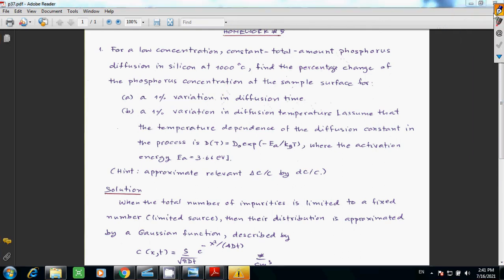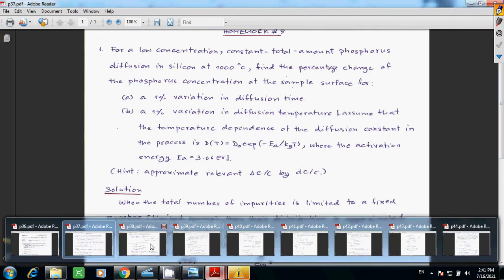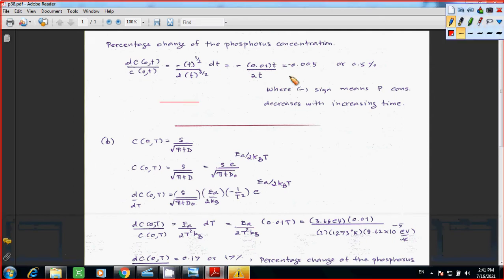So that means you will put the time change to be 0.01 t. That's the 1% of the diffusion time, right? And when t cancels out, because you divide dC by C, that gives you a negative 0.005 or 0.5%, where the negative sign means the P concentration decreases with increasing time.